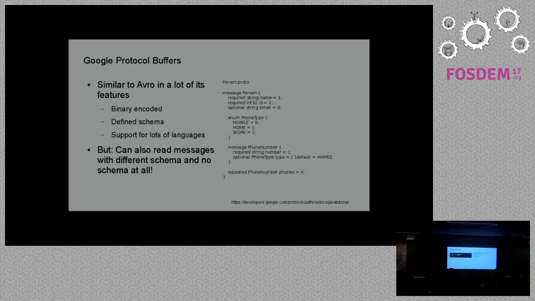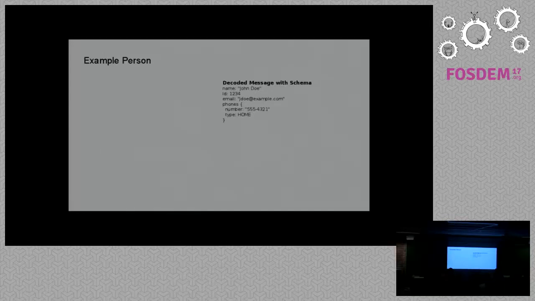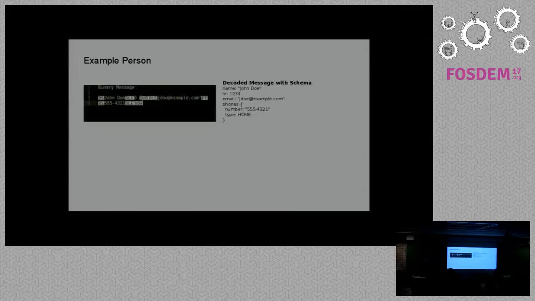So this is one example person, John Doe. You can see here with the full schema we get all the information. We have the name, the ID, email and phone number. And as a binary message it looks like this. So you can still see all the strings in there, but everything else is just bytes that you can't as a human really read.